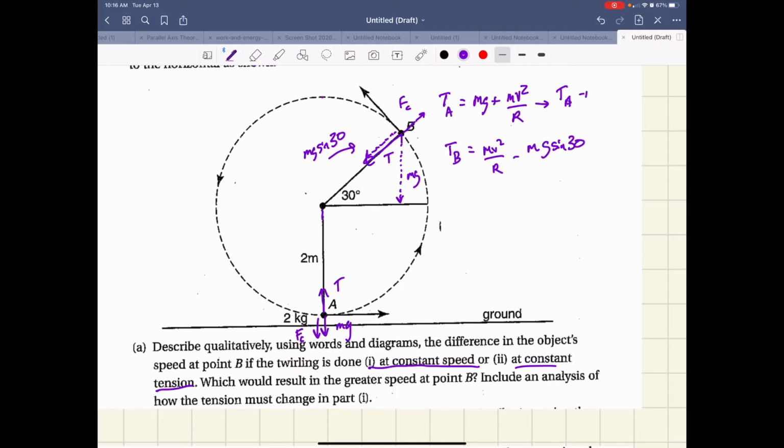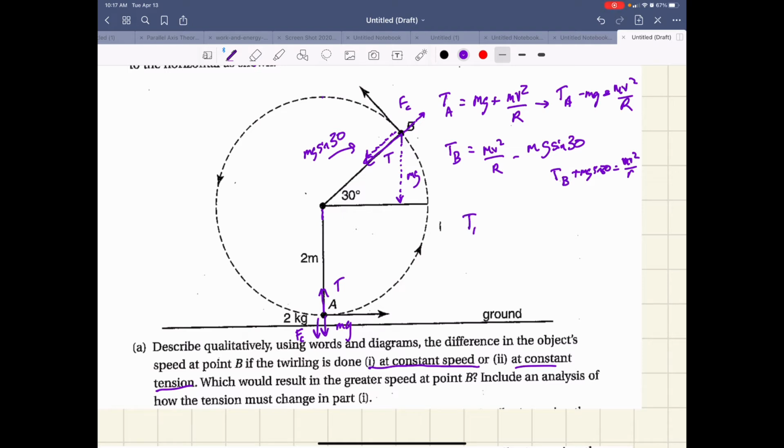TA minus mg equals mv squared over r. I'm going to rewrite this one over here: TB plus mg sine 30 equals mv squared over r. Okay. Remember, this is in the case of the constant velocity.